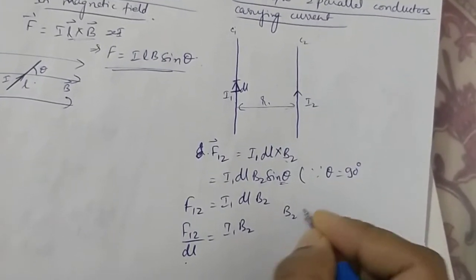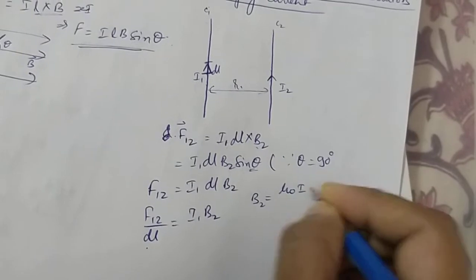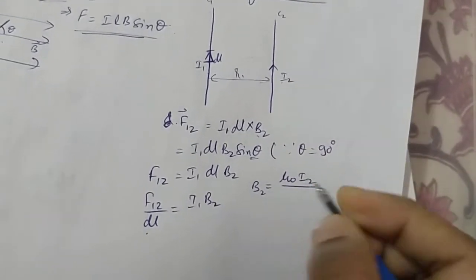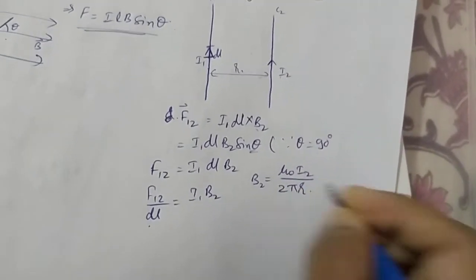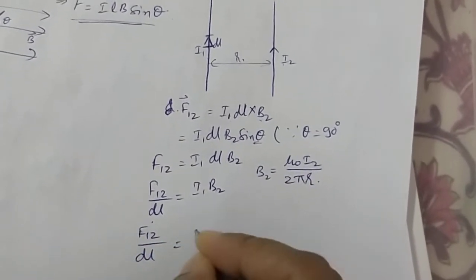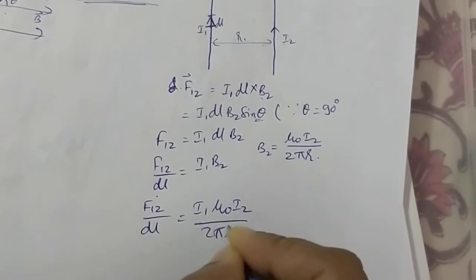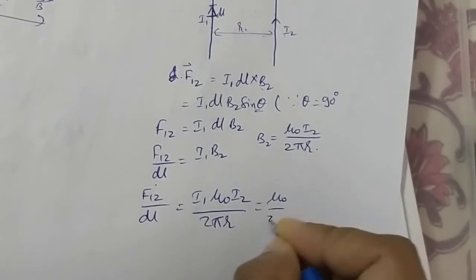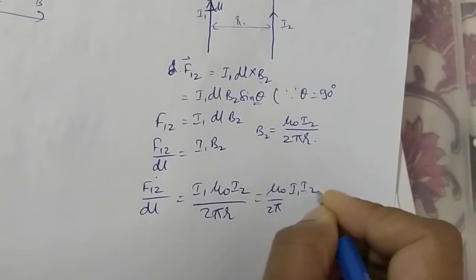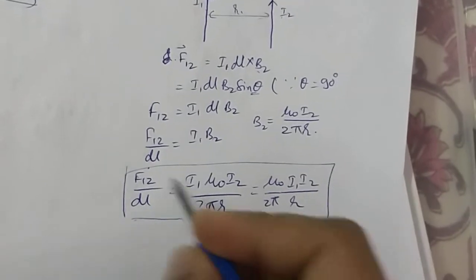So how can I write B2? We have done this for a straight, infinitely long conductor: the magnetic field is mu naught I upon 2 pi r, so for this wire, mu naught I2 upon 2 pi r. We will substitute this here. So F12 by dl is equal to I1 mu naught I2 by 2 pi r, so you'll get mu naught by 2 pi times I1 I2 by r. This is the expression for F12, the force on 1 due to 2.